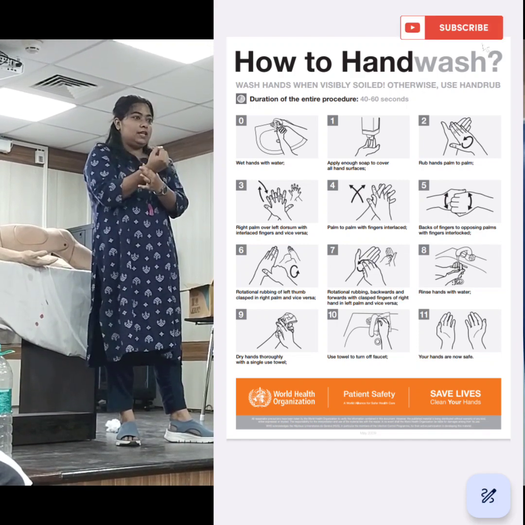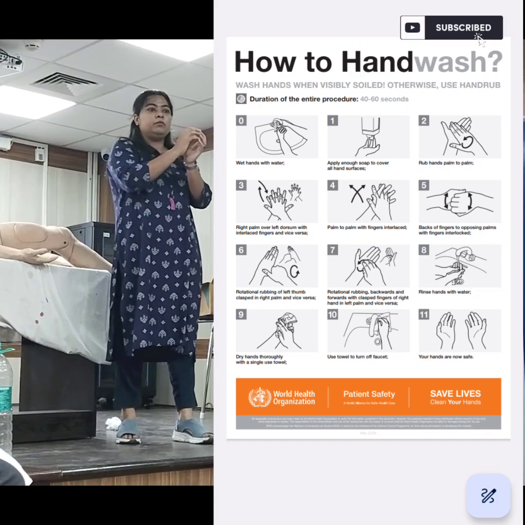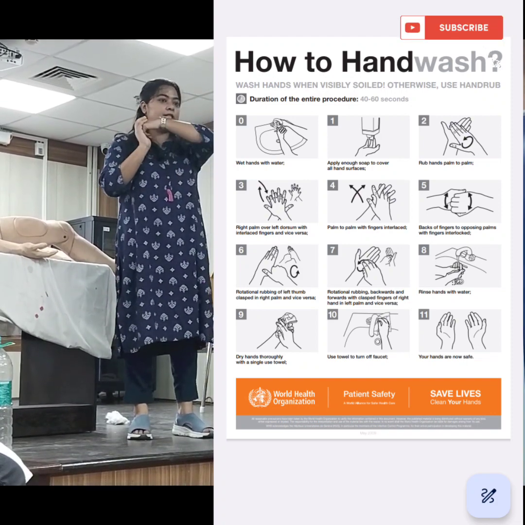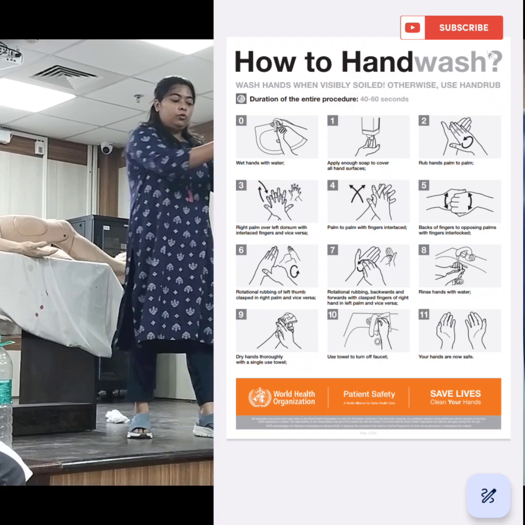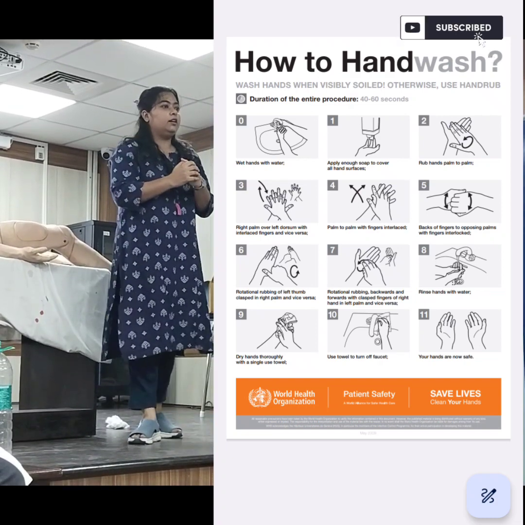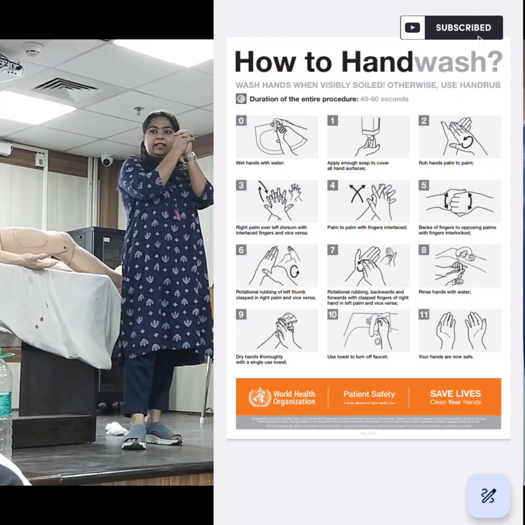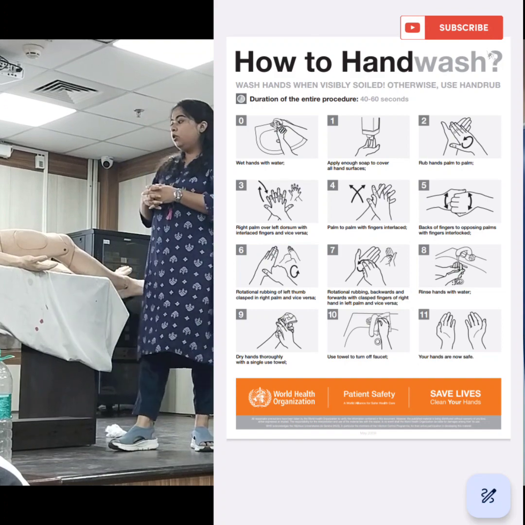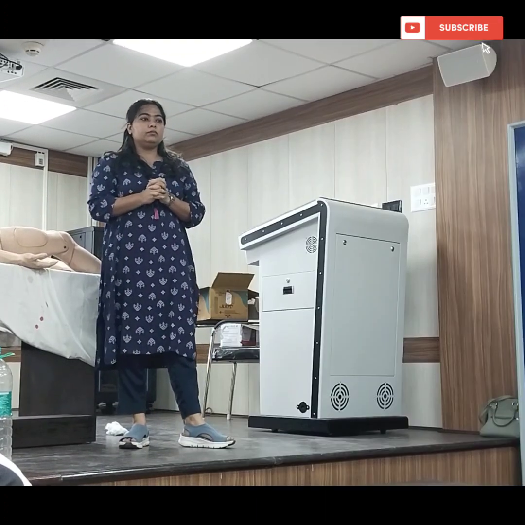wash up to your wrists, and usually you will have an elbow operated tap over there. So you will wash your hands up to the elbow, and then with the elbow you will lock the tap, and you will keep your hands this way so that the water drains downwards. Okay? So the steps of hand washing have to be known by each of you.